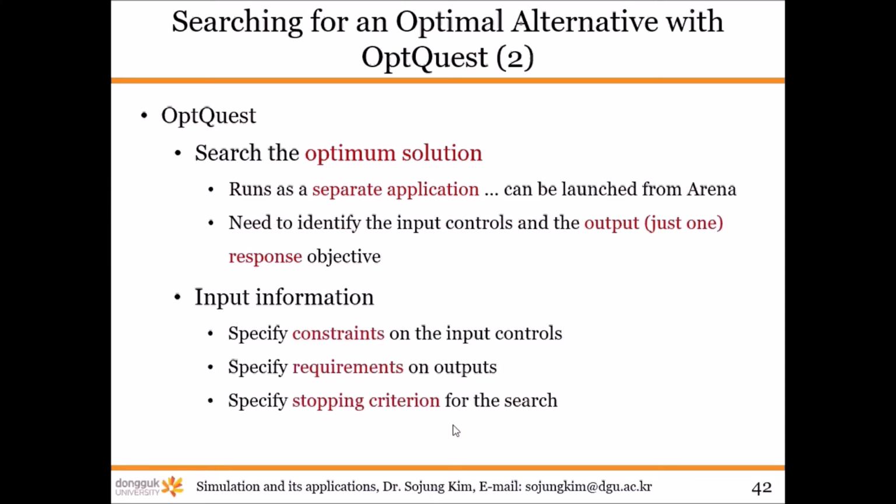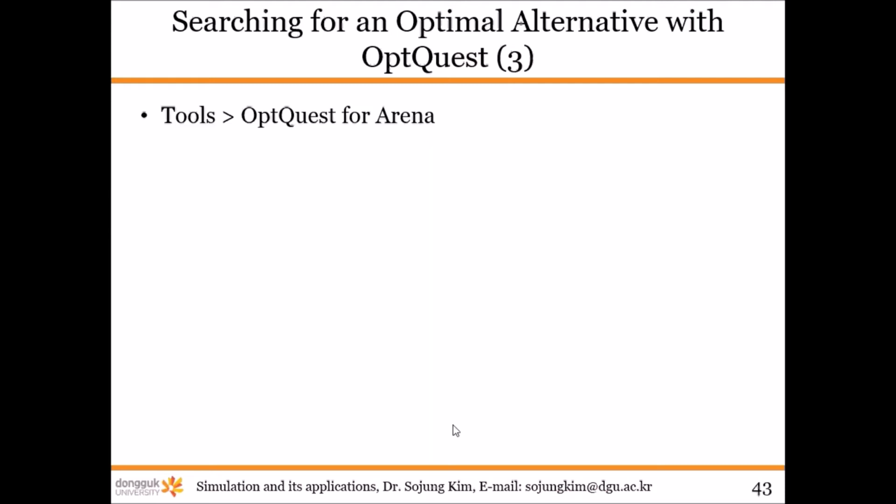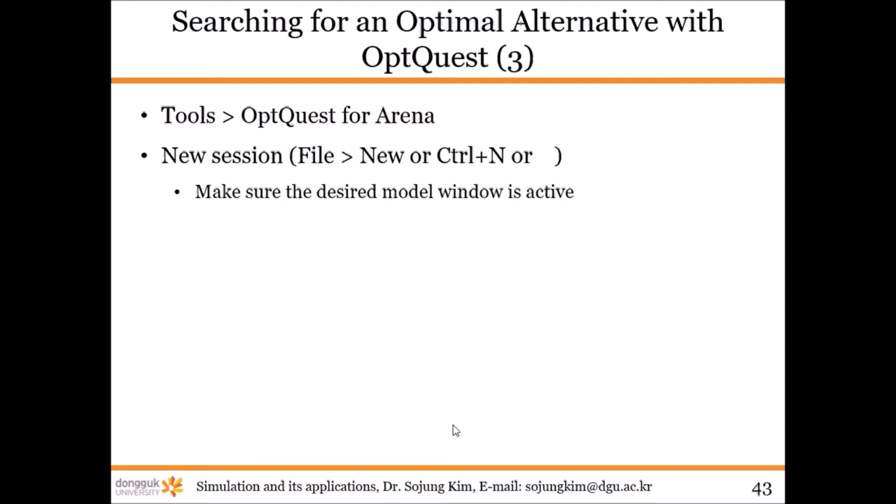So input information for OptQuest is like this: specify constraints on input controls, specify the requirement on your output, and specify the stopping criterion for search. Especially you need to specify the third option, the stopping condition for the optimization. If there is no enhancement, you should make the optimization stop. If you go to Tools and OptQuest for Arena, then basically you can open the OptQuest.